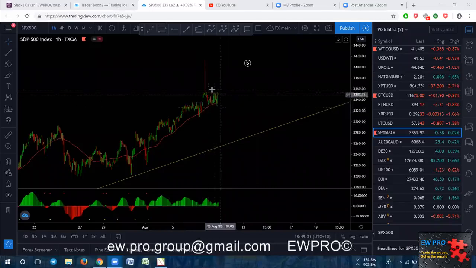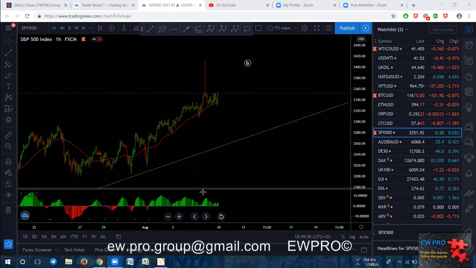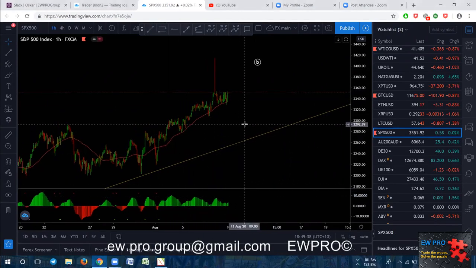At the moment, it's a buy setup. I mean, you can look at that buy setup as well. We're getting bearish divergence, so it's risky.